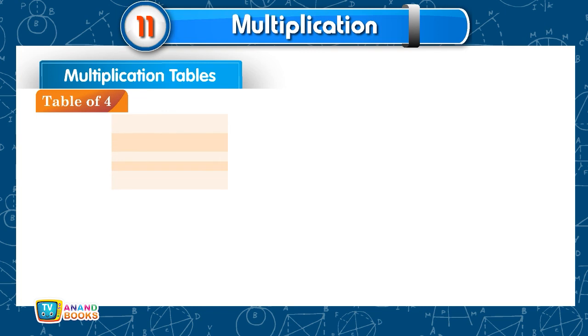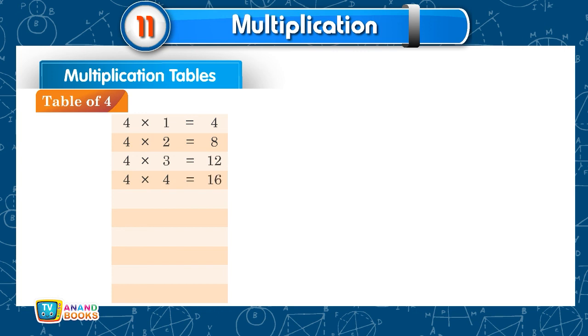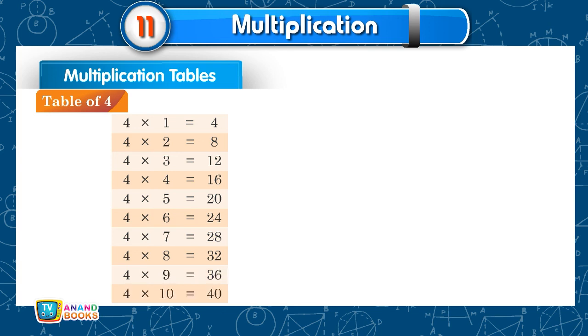Table of 4. 4 into 1 is 4. 4 into 2 is 8. 4 into 3 is 12. 4 into 4 is 16. 4 into 5 is 20. 4 into 6 is 24. 4 into 7 is 28. 4 into 8 is 32. 4 into 9 is 36. 4 into 10 is 40.